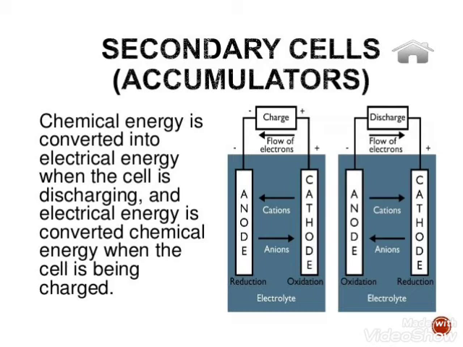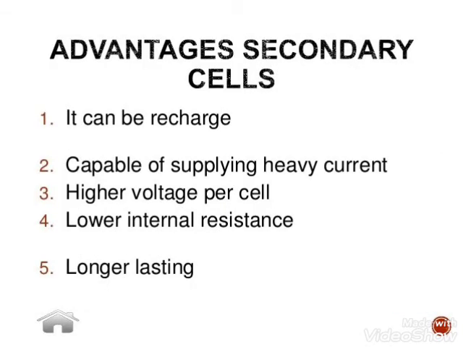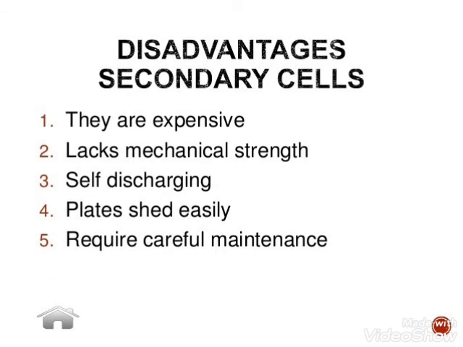When we are using it, it is discharging, so chemical energy is being converted into electrical energy, and vice versa. So there are different advantages of secondary cells. First, they can be recharged, and they are capable of supplying heavy current, higher voltage per cell, and they are long lasting, and they have lower internal resistance, which was more in the primary cells.